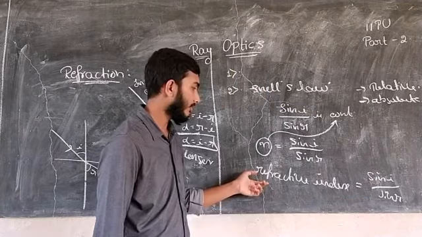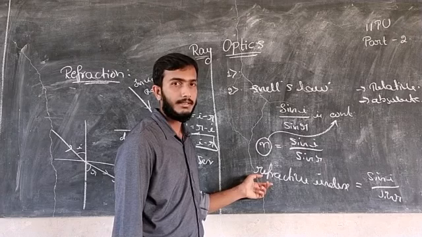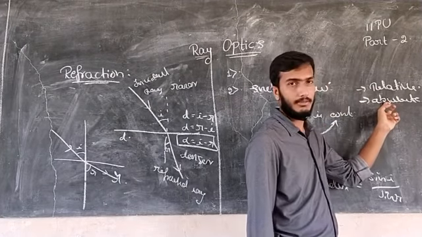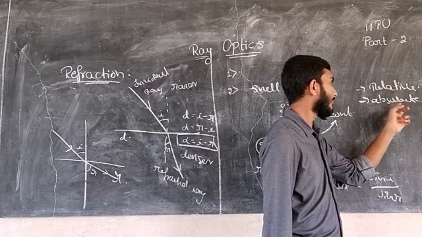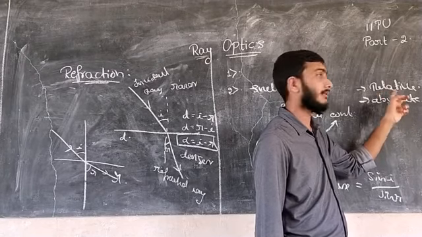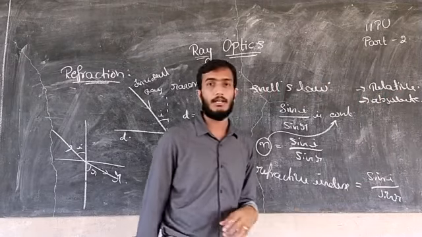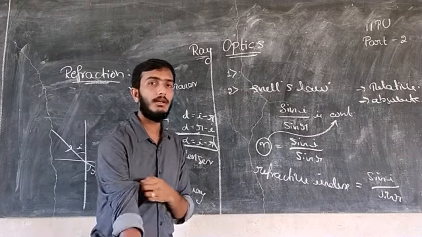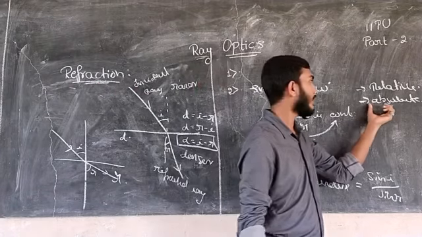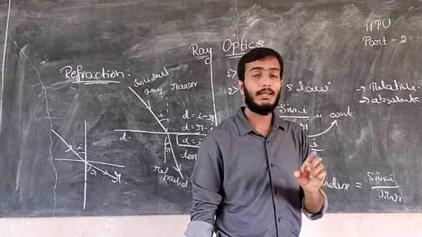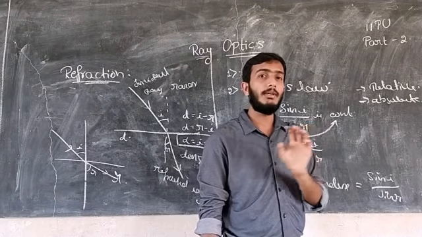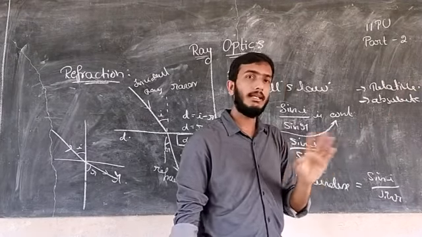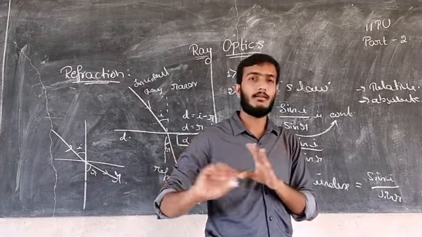There are two types of refractive index: relative refractive index and absolute refractive index. The first one is relative refractive index, which is the refractive index of any medium with respect to another medium, but it is not for vacuum. It is for normal media such as air, glass and other media.